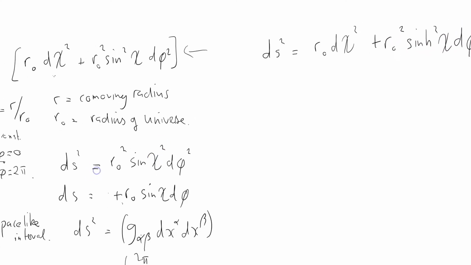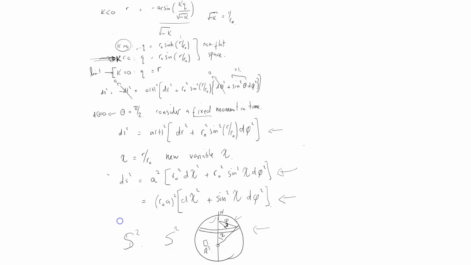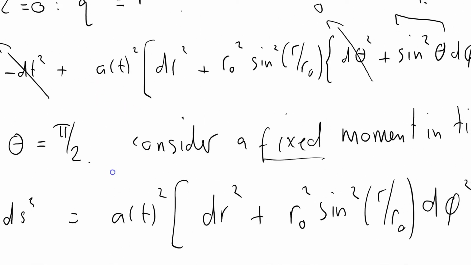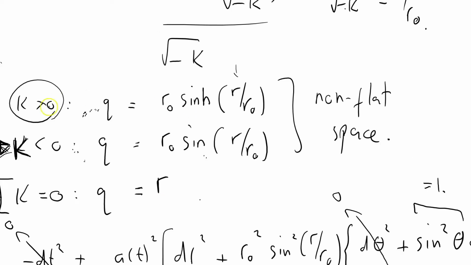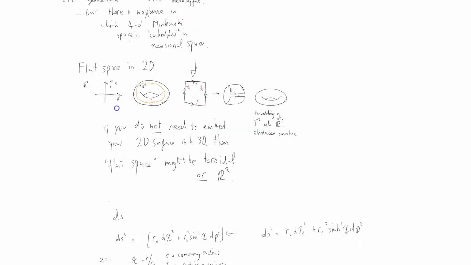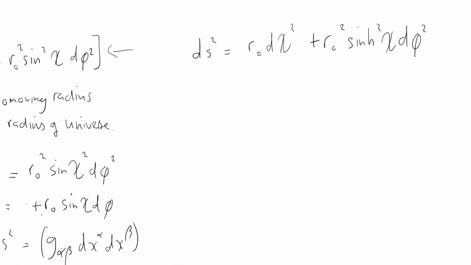And we're going to consider the same result. Why am I doing this? If we go back a little bit, before I was looking at this with the sine squared solution here. Now I'm looking at the first solution with a positive k for the constant of integration. So q is equal to r0 sine r over r0. So again, it's a non-flat space. And we can go through the same business here.